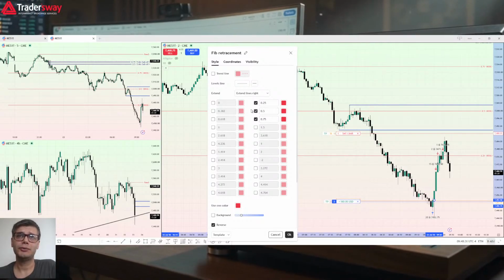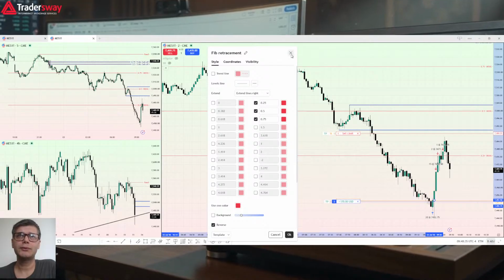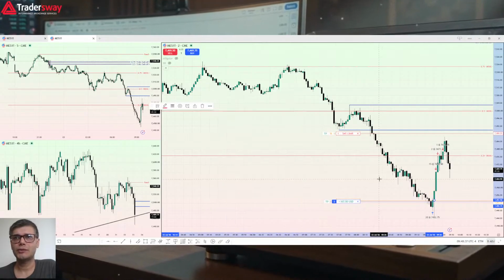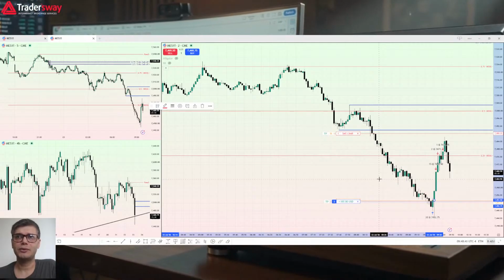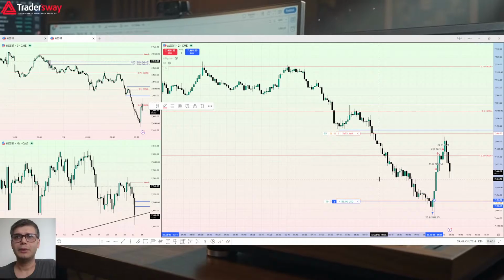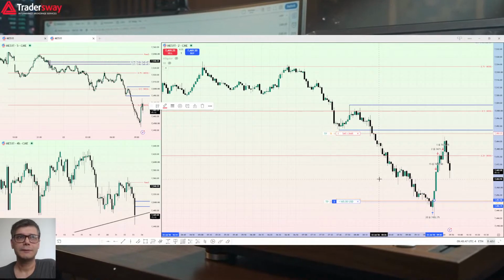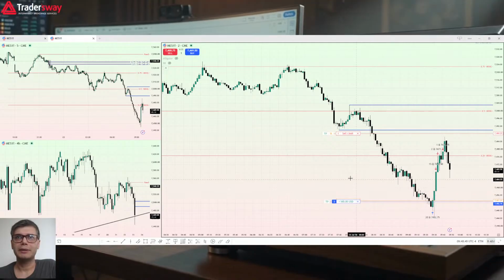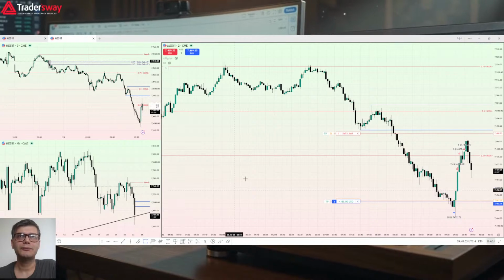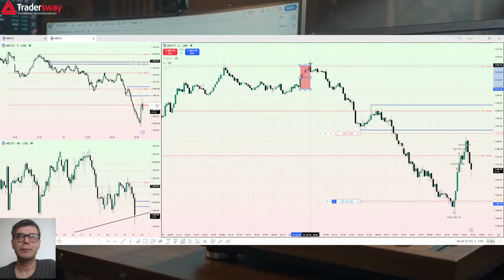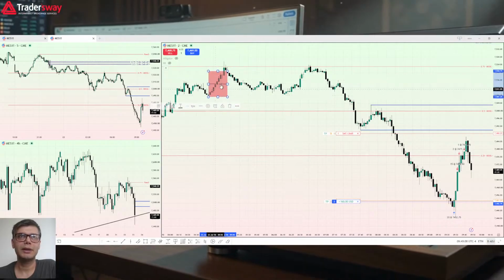And I also learned from ICT videos to use fair value gap, but not just any fair value gap. I started using fair value gaps based on bull and bear traps, or those baits. So once I find my trap, which is here, for example, this is a bull trap. Actually, this is a bear trap.